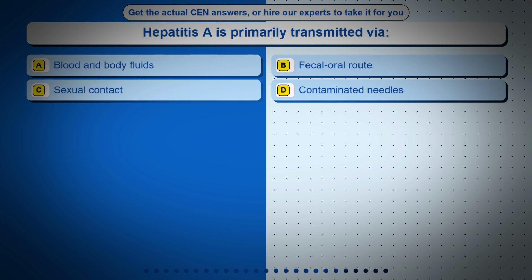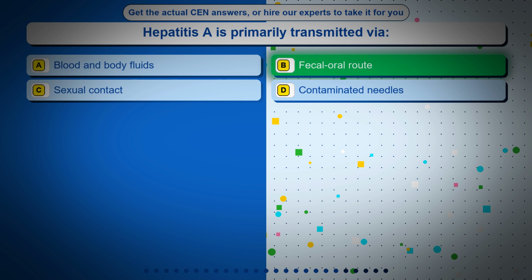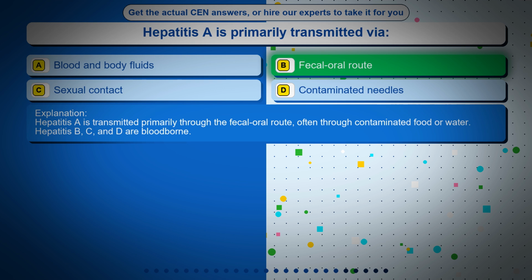Question 20. Hepatitis A is primarily transmitted via: Option A, blood and body fluids. Option B, fecal-oral route. Option C, sexual contact. Option D, contaminated needles. The correct answer is option B, fecal-oral route. Hepatitis A is transmitted primarily through the fecal-oral route, often through contaminated food or water. Hepatitis B, C, and D are bloodborne.